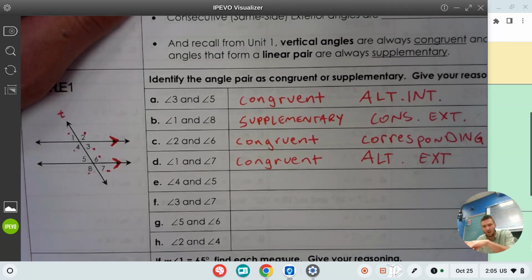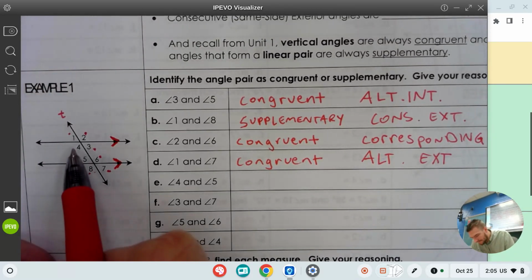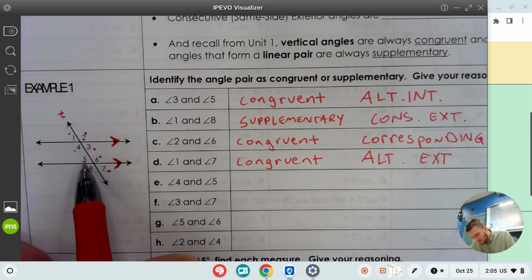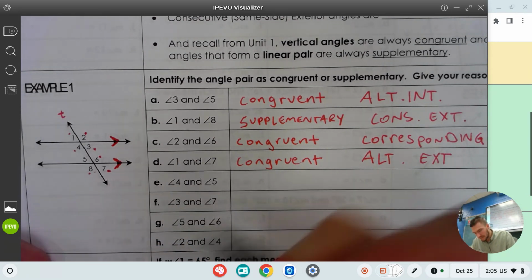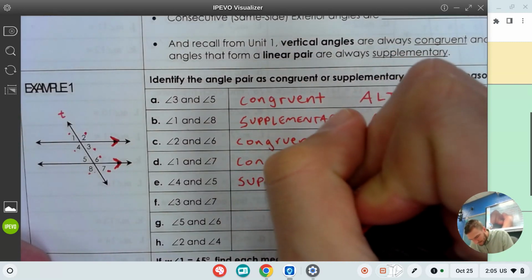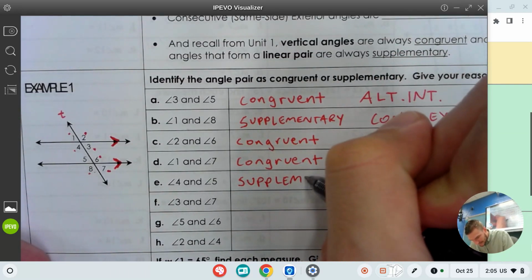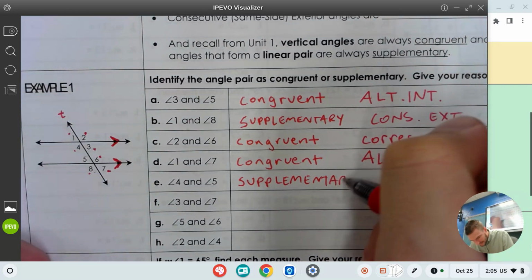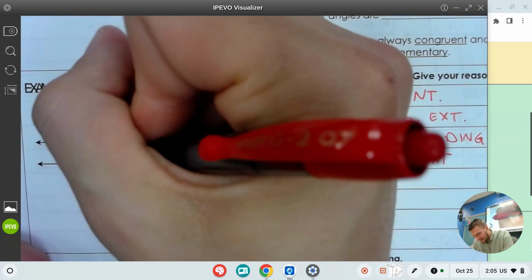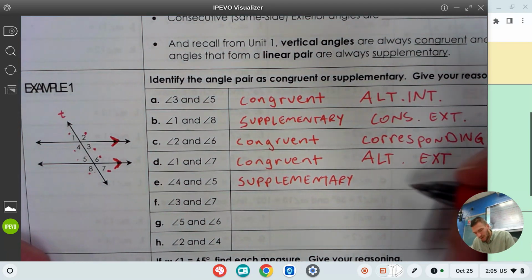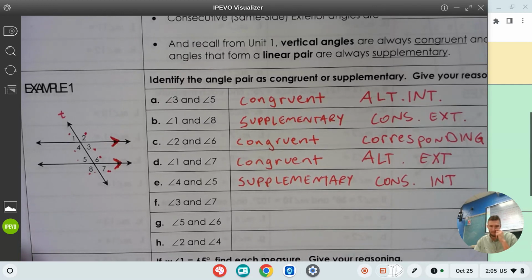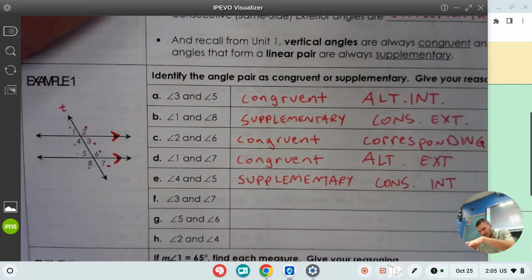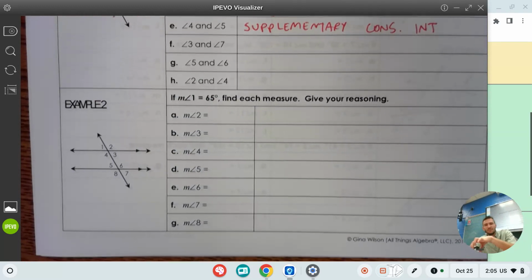All right, let's do one more. Let's do 4 and 5, then we're moving on. 4 and 5, what do you think? Congruent or supplementary? Supplementary. I agree with you. They're supplementary. We're going all caps again. And I think that 4 and 5 are consecutive because they're on the same side, and interior because they're on the inside. Okay, we're going to look at example 2.